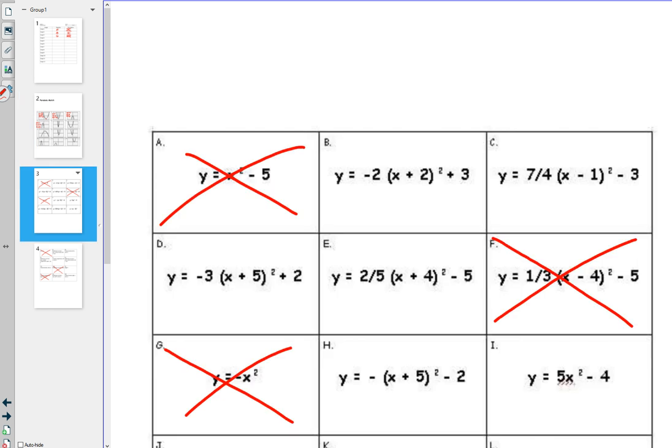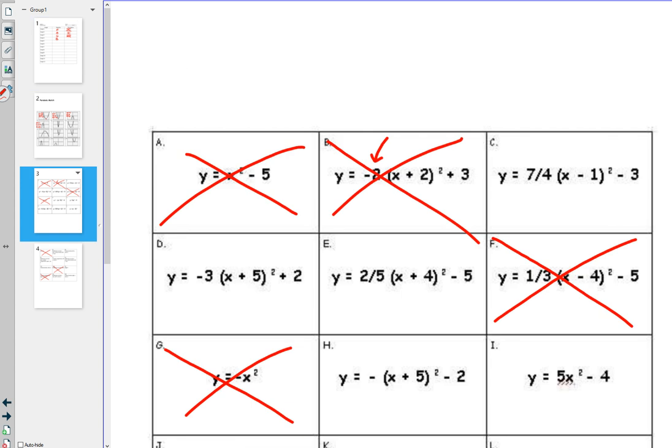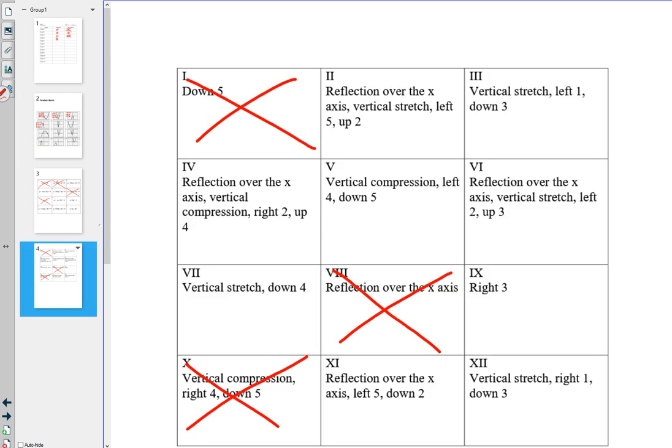Which of these have a vertex at -2, 3, facing down with potentially a stretch? Yeah, B. And it does look like from the equation that A was -2. You're keeping track at home. And which one has the reflection, the stretch of 2? They don't tell you what the stretch is, but we're going left 2 and up 3. It is 6.